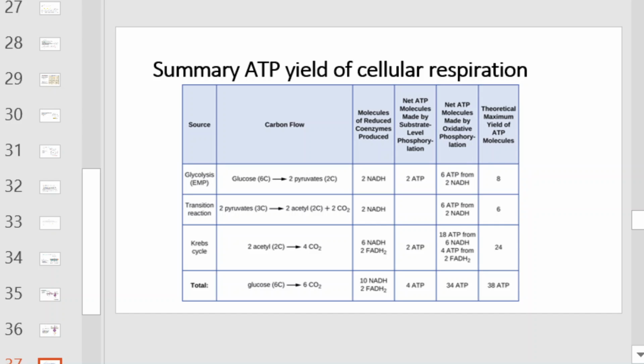The summary ATP yield of cellular respiration is given in this table. Take a moment to familiarize yourself with the energy source, carbon flow, and ultimately what is produced in each stage.